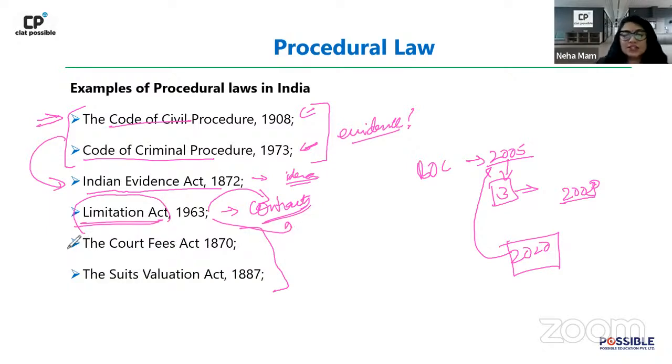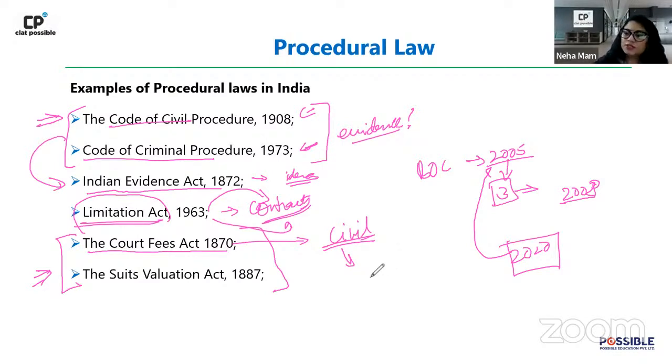Okay. On the other hand, the last two are completely new. Court Fees Act. Now the Court Fees Act says, especially again this is used in civil law, if you're filing a civil case, then there is a certain amount of fees which you need to pay to the court when you're filing a case.